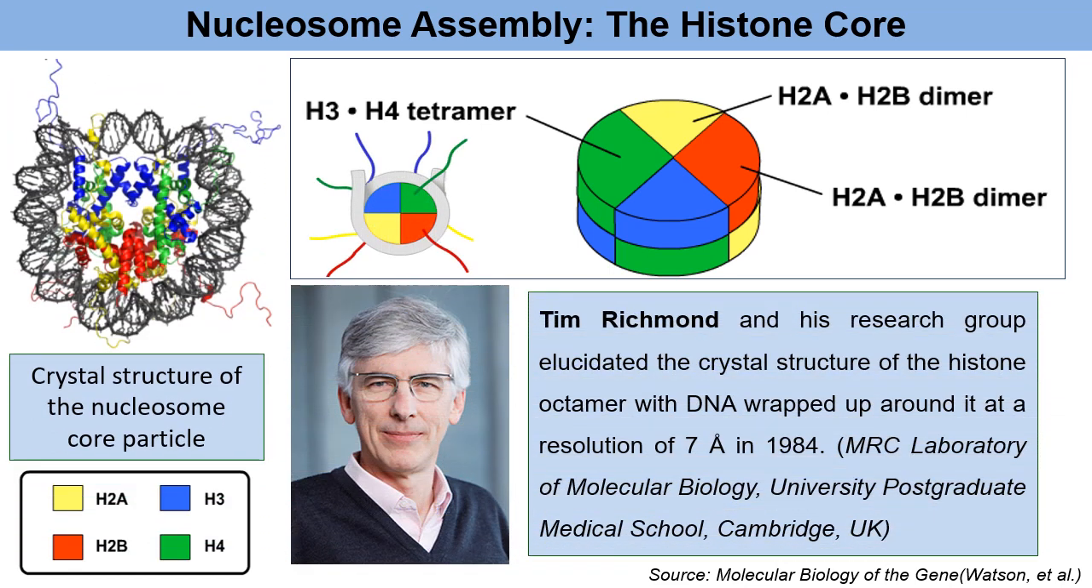The crystal structure of the nucleosome core particle was first deduced by Tim Richmond and his research group in 1984. As you can see in the image on the extreme left, the DNA is wrapped around the histone core. It is important to note that the H3H4 tetramer binds to the middle and ends of the DNA wound around the histone core, whereas the rest of the DNA in the histone core is bound by the H2A, H2B dimer of the histone core.